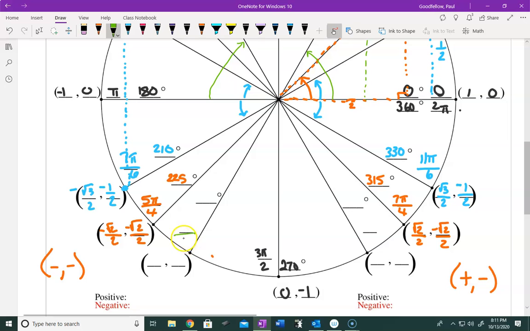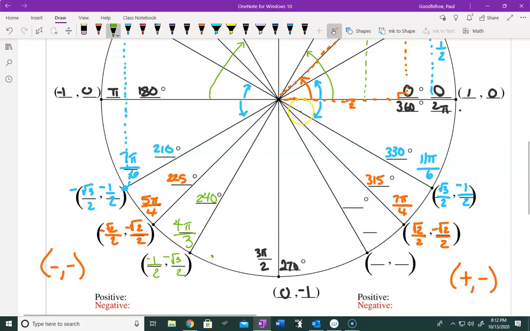This is going to be an over 3 deal, and that's what you really got to start recognizing: over 6 is 30, and over 4 is 45, and over 3 is 60. Get that in your mind. This is going to be 4 pi over 3, and 60 degrees further, which is 240, and then this is going to be 1/2 and root 3 over 2, but since it's in the third quadrant, it's negative and negative.